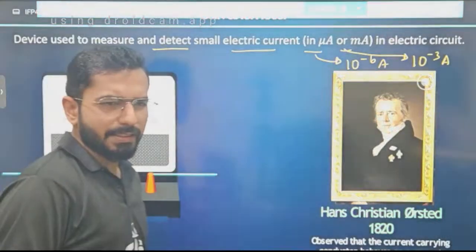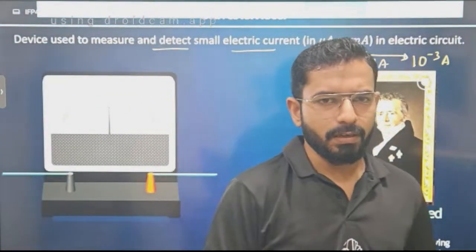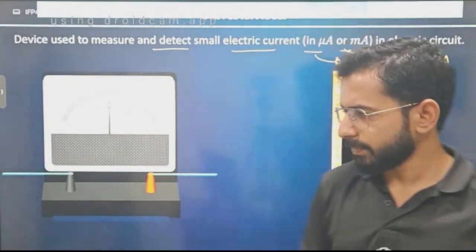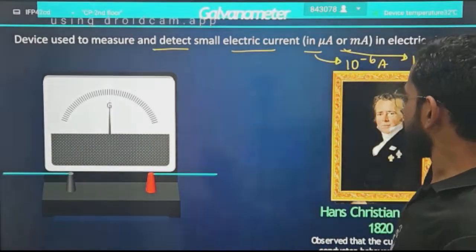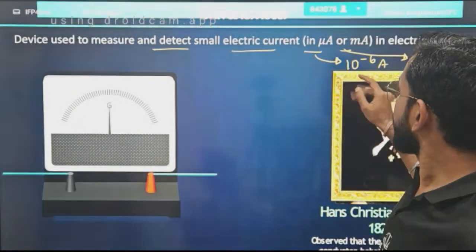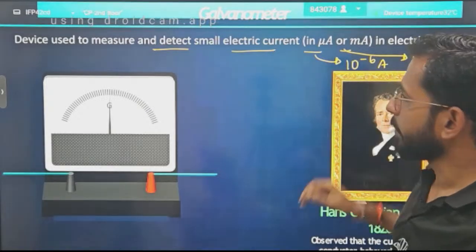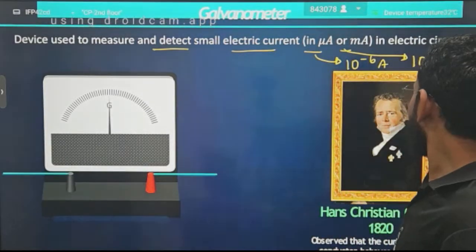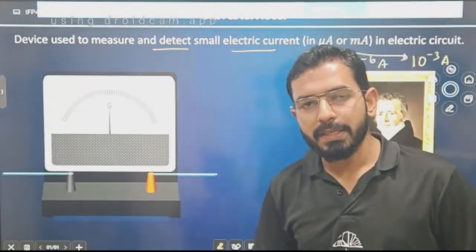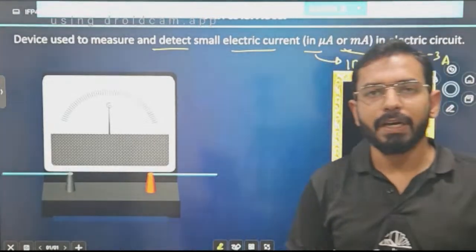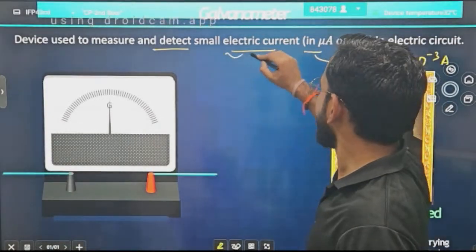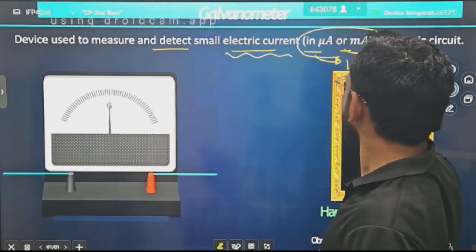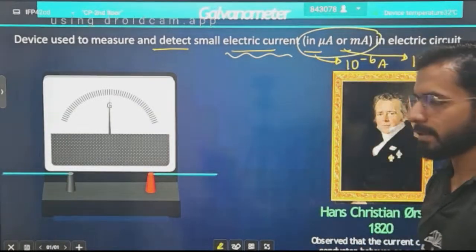Now we have discussed this; this was the only variety of question that comes from the power section, the bulb section. Now we will enter into the device section, and the first thing we have to understand is the galvanometer. What is a galvanometer? A galvanometer is a device used to measure a very small amount of electric current, usually in the microampere or milliampere range in an electric circuit.